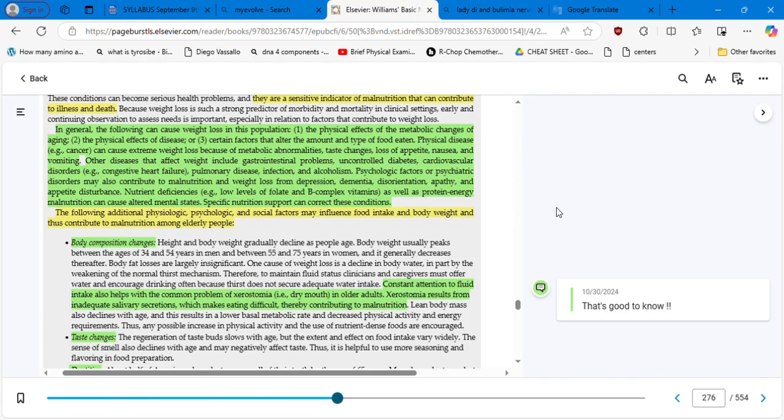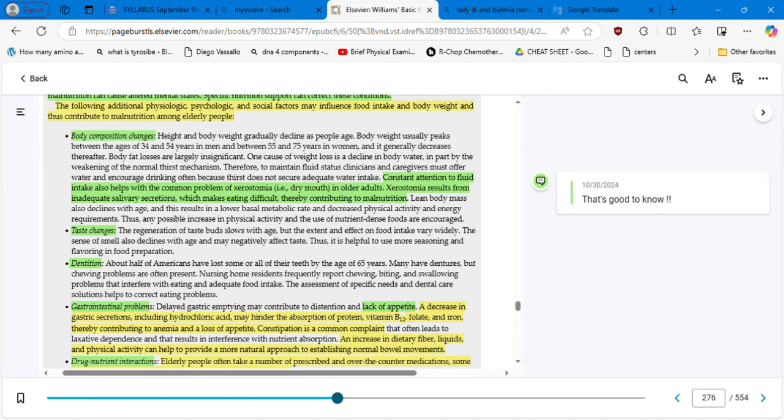The following additional physiologic, psychological, and social factors may influence food intake and body weight and thus contribute to malnutrition in the elderly. For example, body composition changes, and we have to remember there are 4 components. We have the fat, the water, the muscles, and the bones, right? The body composition. Constant attention to fluid intake also helps with the common problem of xerostomia, which is dry mouth. You don't want your elderly patient to have dry mouth. Okay, so xerostomia results from inadequate salivary secretion, which makes eating difficult, thereby contributing to malnutrition.